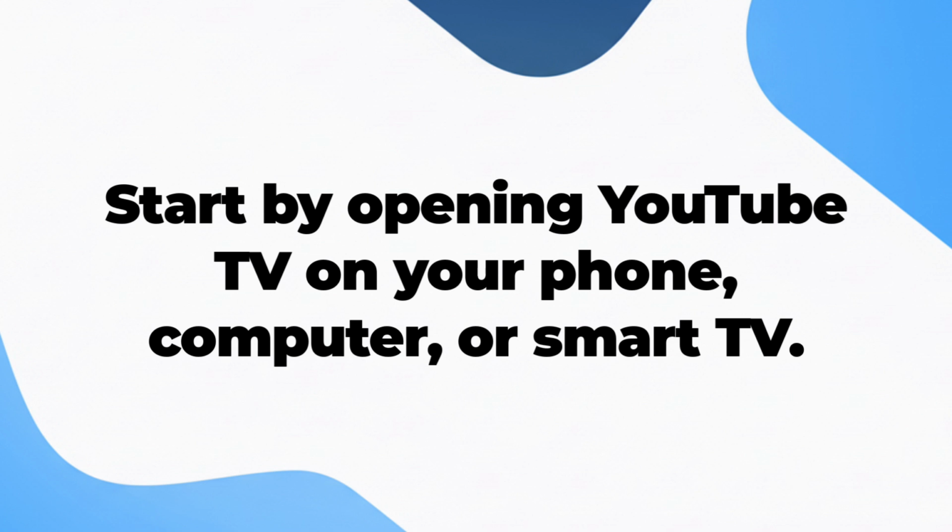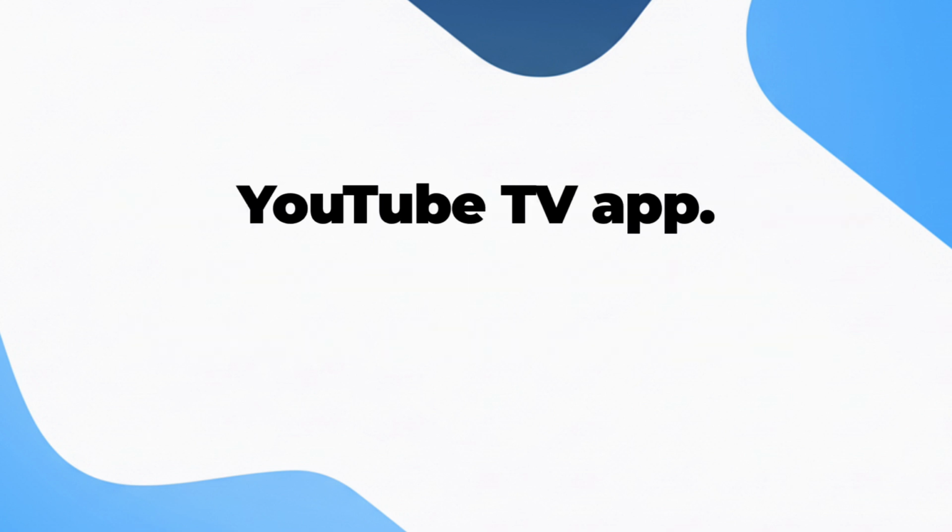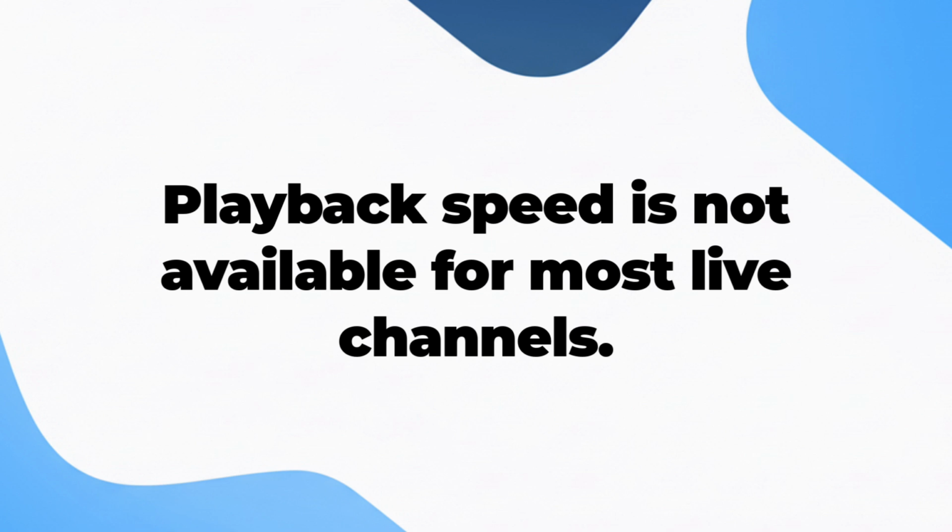Start by opening YouTube TV on your phone, computer, or smart TV. Choose any DVR recording, on-demand video, or YouTube video inside the YouTube TV app. Playback speed is not available for most live channels.